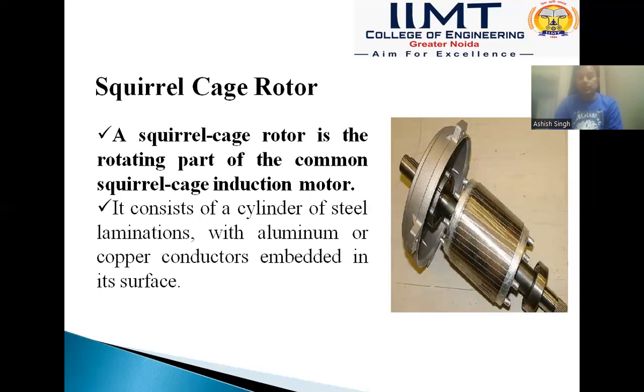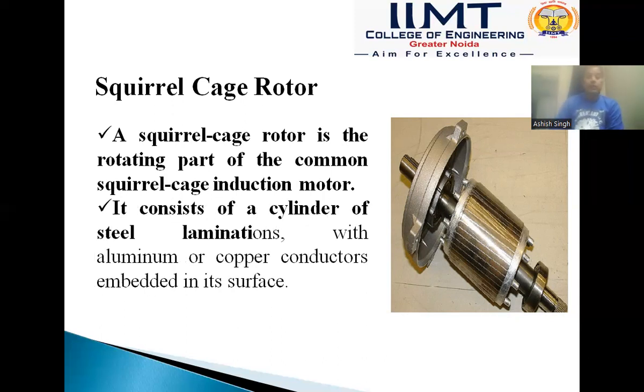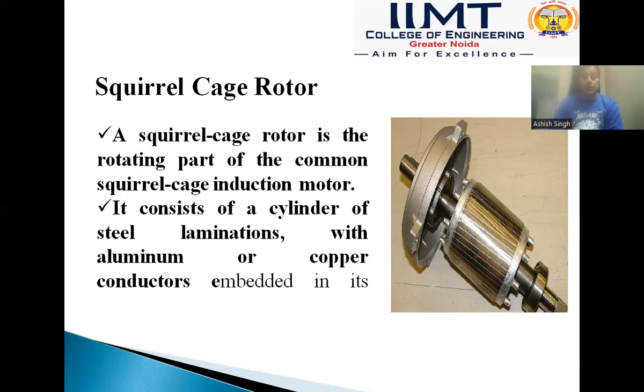In this picture we see that the aluminum bars are placed in the rotor slots that are cut on the outer periphery of the rotors, and these rotor conductors are short circuited at both ends with the help of end ring. So it consists of a cylinder of steel lamination with aluminum or copper conductor embedded in its surface.